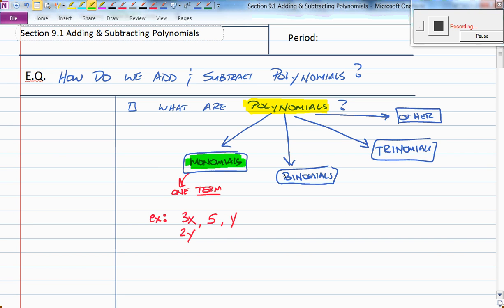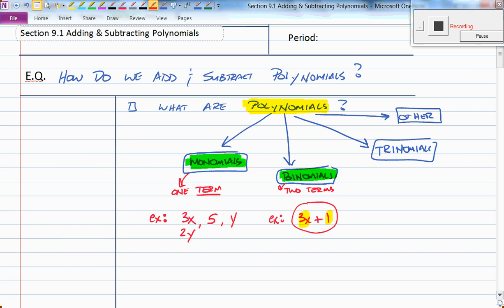What about a binomial? That means 2. So the binomials have to have 2 terms. Almost. You're almost there. 2 terms. Let me give you an example of mine. 3x plus 1. 2 individual terms. So let me highlight those terms for you. The first term is 3x, and the second term is 1. Collectively, together, they make up a binomial because there's 2 terms.